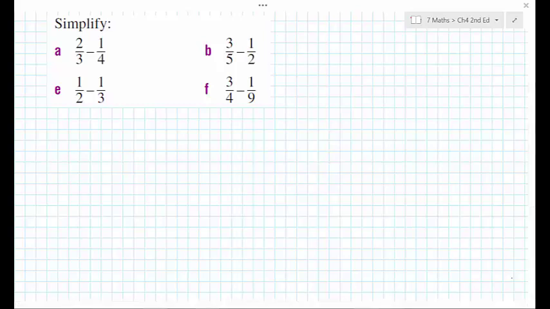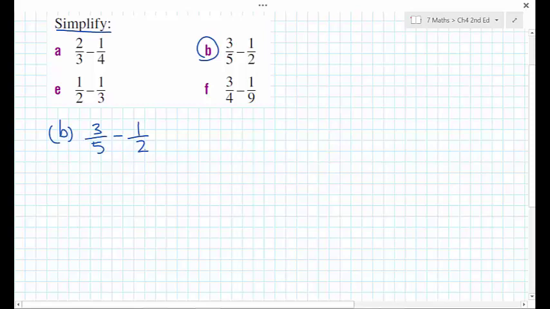Okay, so this question here wants me to simplify the following. Basically I have b. With b I have 3 over 5 take 1 over 2. In this instance, if I want to subtract or add anything, remember when I add or subtract, I need a common denominator.